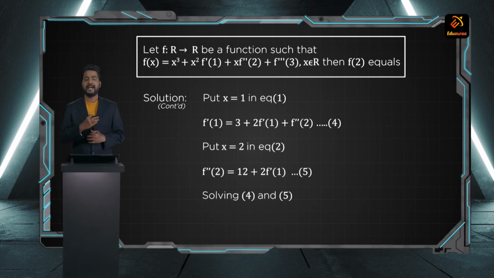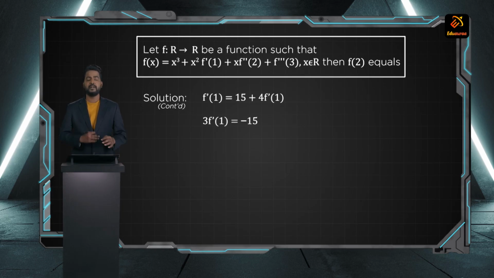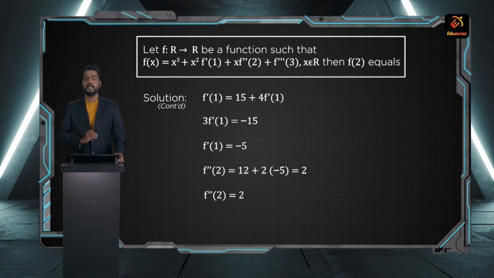Now from equation number 4 and 5, we can write f dash of 1 is equal to 3 plus 2 f dash of 1 plus 12 plus 2 f dash of 1. So 3 f dash of 1 will be equal to minus 15. So f dash of 1 will be equal to minus 5. From equation number 5, f double dash of 2 is equal to 12 plus 2 into minus 5. That will be equal to 2.